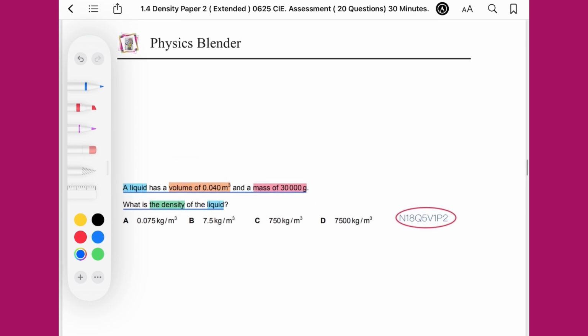Question 12. We have here a liquid and it has a volume and a mass. You have to substitute directly using the equation. So density is equal to mass divided by volume, but you have to check that you have consistent units. So the mass here is 30,000 grams, but the unit of volume is cubic meter.